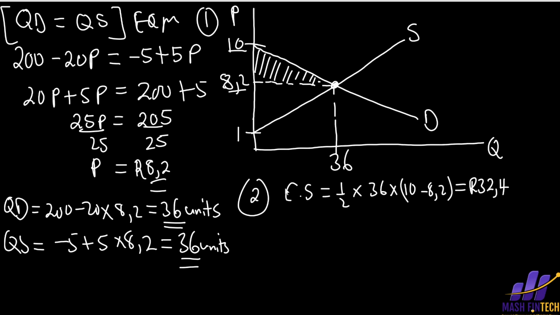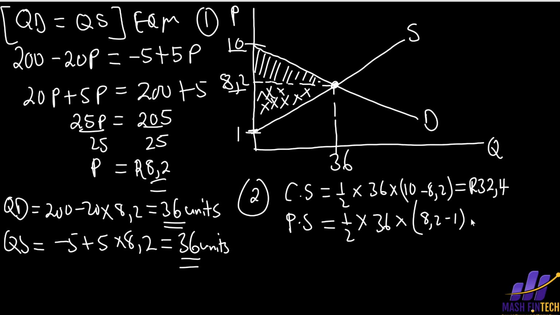And then we do the same for the producer surplus. The producer surplus is the benefit producers get by selling at a price that is higher than what they're willing to sell at. They might be willing to sell at 1, but in equilibrium, it's determined that they sell at 8.2. So for 36 quantities, this is again a triangle, and the area is half times the base, which is 36, times the height. What is the height? Quickly think about it. The difference between 8.2 and 1. So it's 8.2 minus 1. Put these numbers into your calculator. You must get a producer surplus of 129.6. So if you manage to get these two values, well done. That is the consumer surplus and the producer surplus.